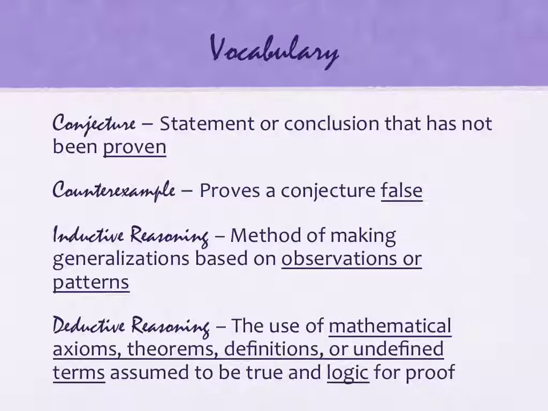Deductive reasoning is the use of mathematical axioms, theorems, definitions, or undefined terms assumed to be true and logic for proof. So this is something we specifically use, deductive reasoning, within mathematics. And within mathematics, I'm going to show you examples of both of these situations. All right, does everybody have all the details written in?